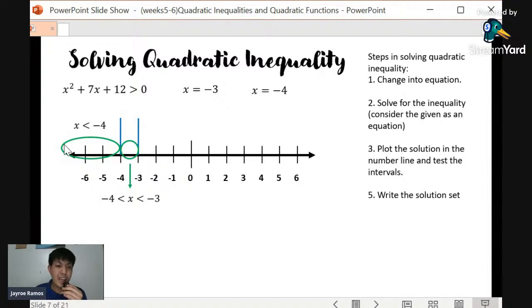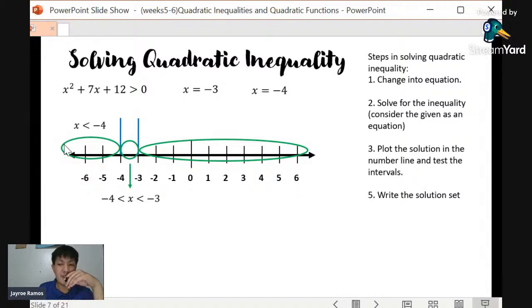So next one. The last area, yung pangatlong area, is this part. So ano kaya yan? Sino ang makakakuha ng sagot? Anong area naman yan? So yan ay lampas ng -3. Yun yung clue. Kung makikita ninyo, lampas ng -3 yan, pakanan. Paano ba pag papunta sa kanan? Ano kaya ang inequality na gagamitin diyan?